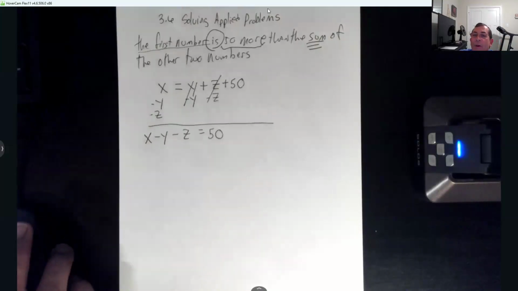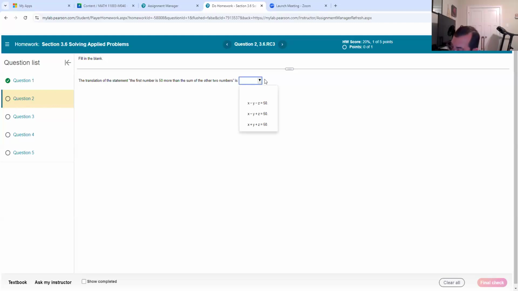So that's how they're doing the work to get one of these three answers. So what we say, x minus y minus z. So on that one, we would go with that choice right there, okay? So set up your equation and then get everything on one side.